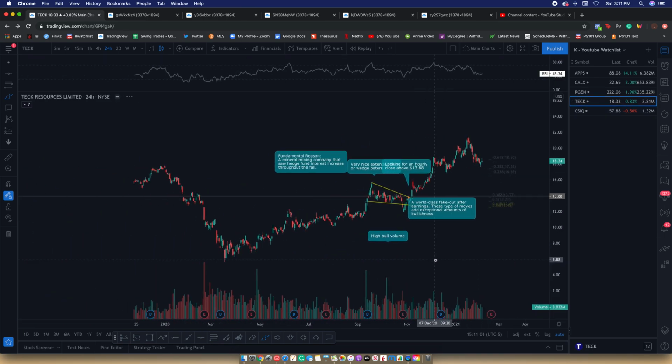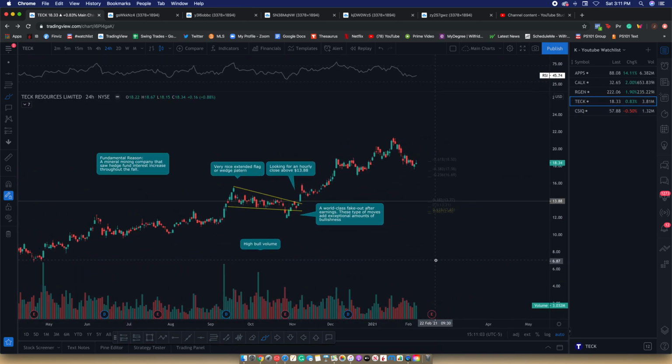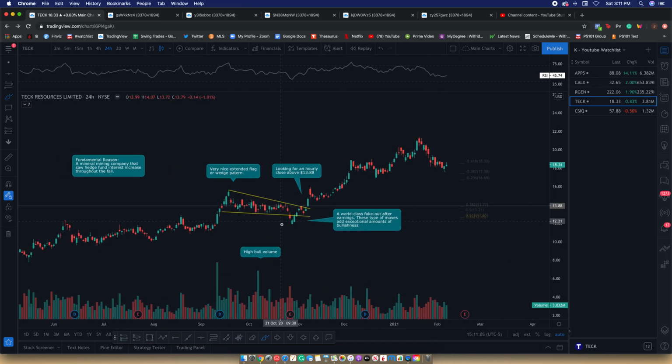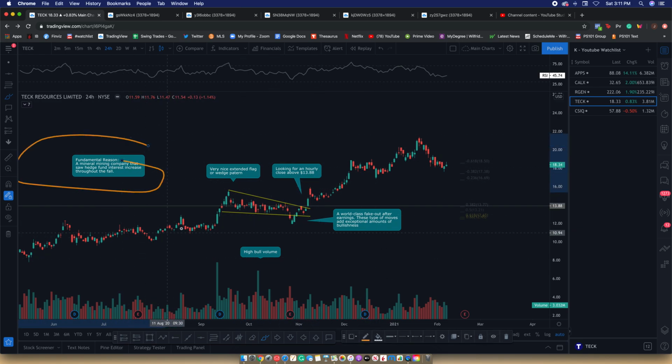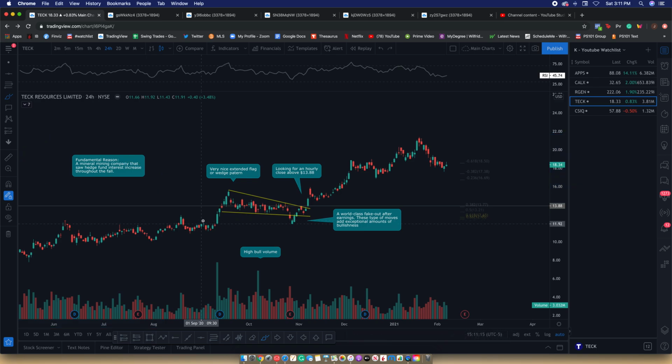Next ticker is TECK Resources. So this was back in the fall. Again, I didn't have my strategy completely developed, but nonetheless had a good return on this stock. So the fundamental reason, it's a mineral mining company that saw hedge fund interest increase throughout the fall.